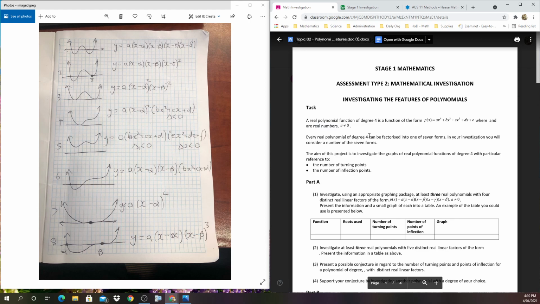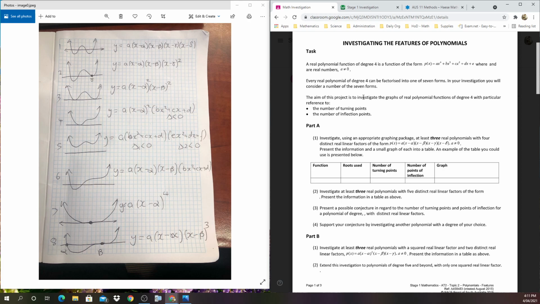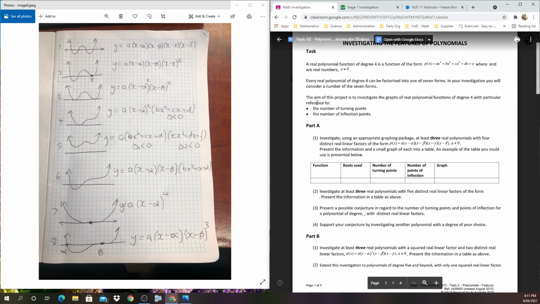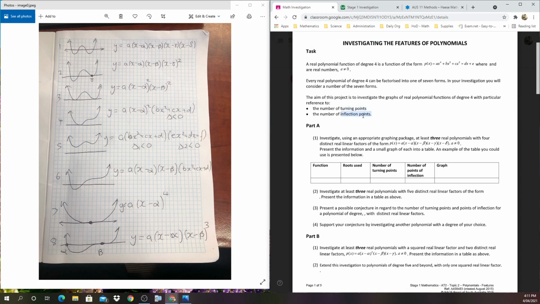Every real polynomial of degree 4 can be factorized in one of 7 forms. I actually counted 8. In your investigation, we'll consider a number of the 7 forms. The aim of this project is to investigate the graphs of real polynomials of degree 4 with particular reference to the number of turning points and the number of inflection points. Now, we need to remind you of what these are.